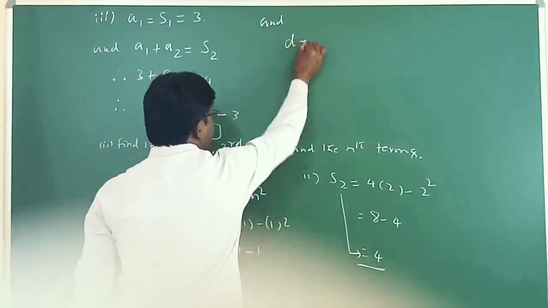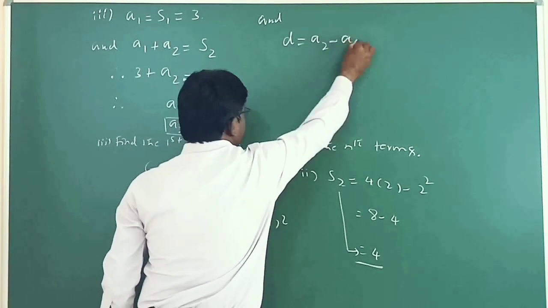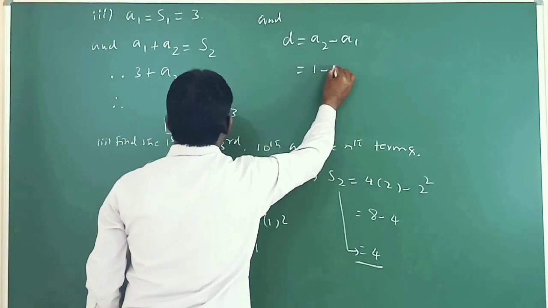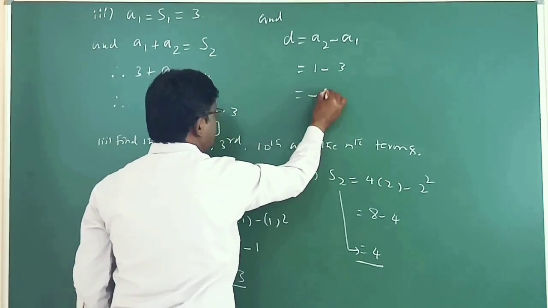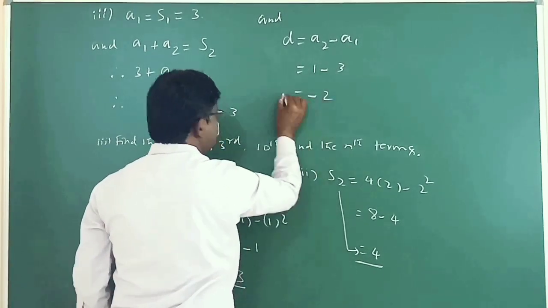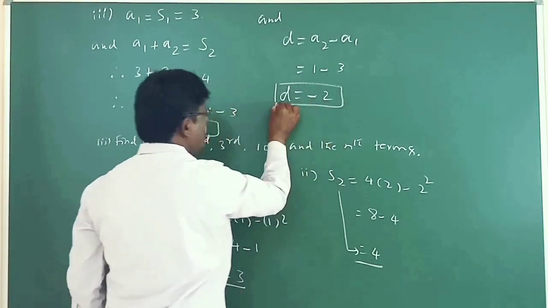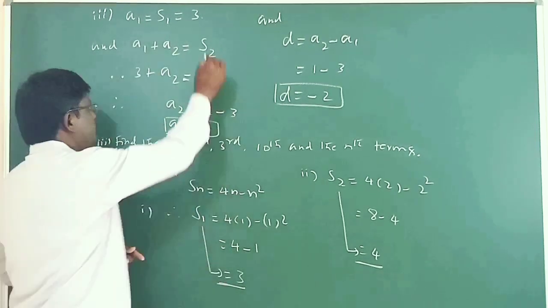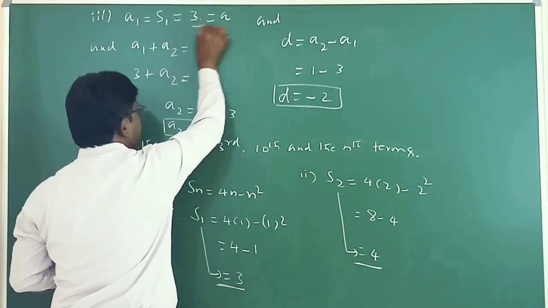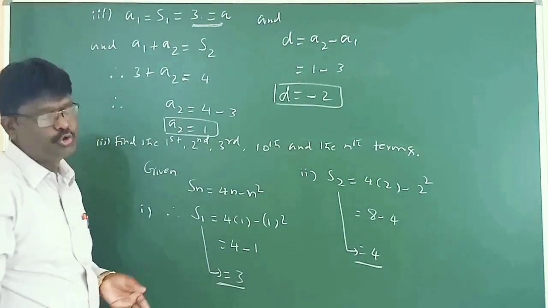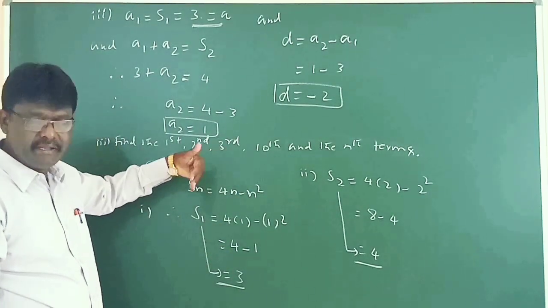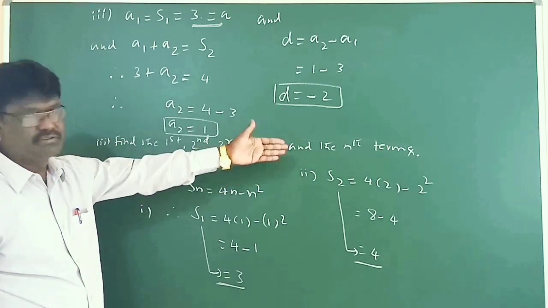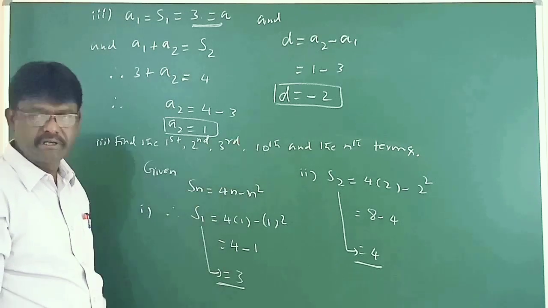Let us get d equals a2 minus a1. Since we know a2 is 1 and a1 is 3, d is minus 2. Once we know d, and a1 is nothing but a, children, you know it, we can get any term. That means getting the third term or 10th term or nth term is not at all a difficult one.